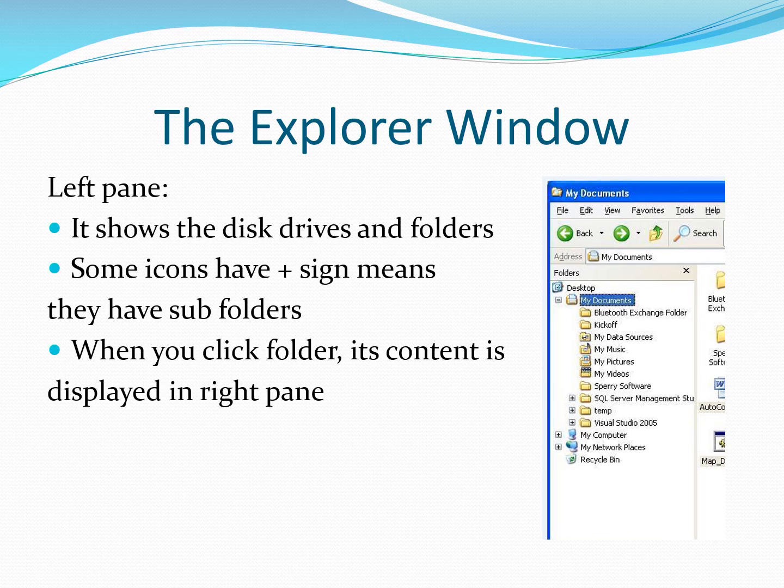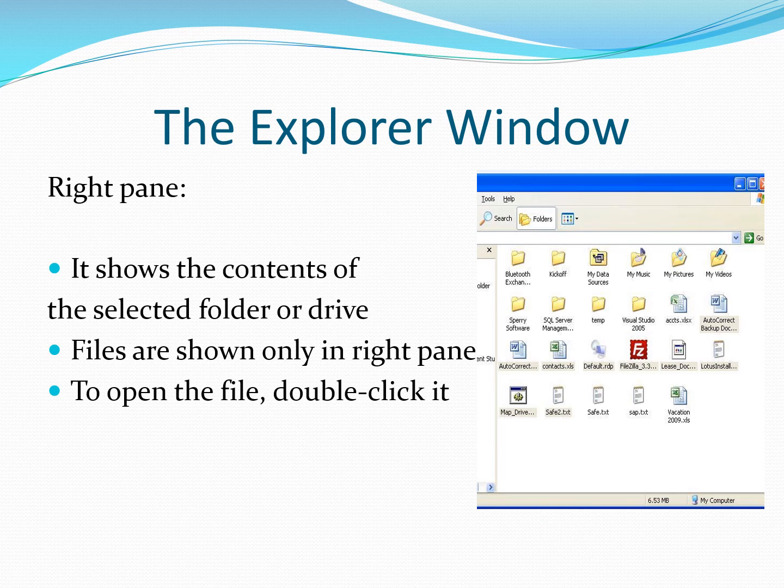Left pane. It shows the disk drives and folders. Some icons have the plus sign, that means they have subfolders. When you click folder, its content is displayed in right pane. Right pane. It shows the contents of the selected folder or drive. Files are shown only in right pane. To open the file, double click it.